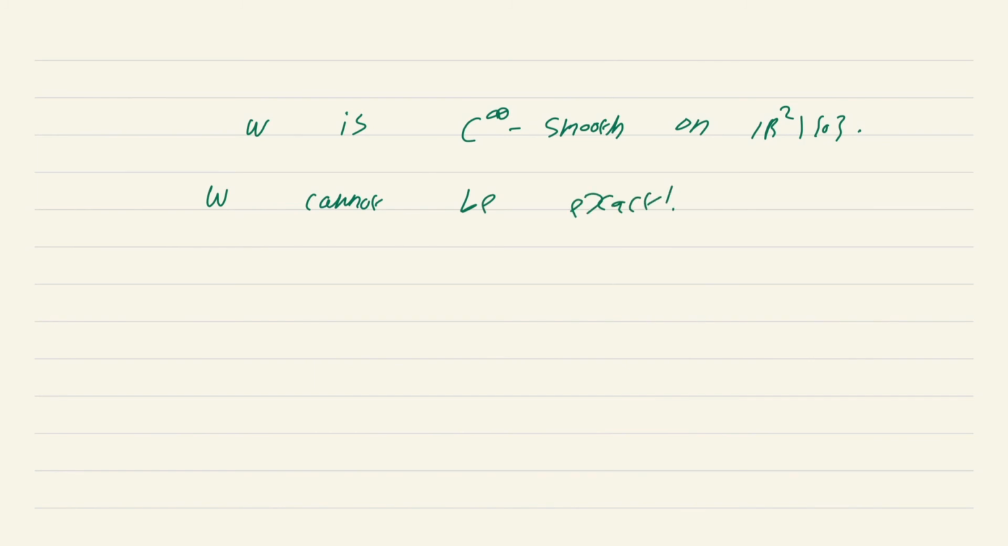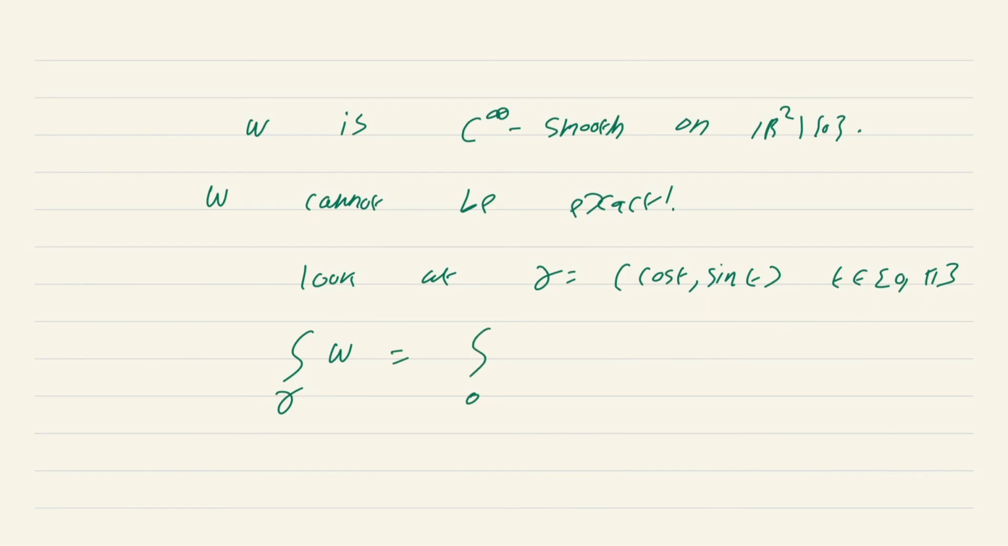Why is that? Well, look at the circle. Look at gamma equal to cos t, sin t as t runs from 0 to 2 pi, let's say. Let's just compute it from 0 to pi for the time being. So it's just the upper half circle. The integral of this form omega along this gamma is just going to be the integral from 0 to pi of sin squared t plus cos squared t dt, which is going to be pi.